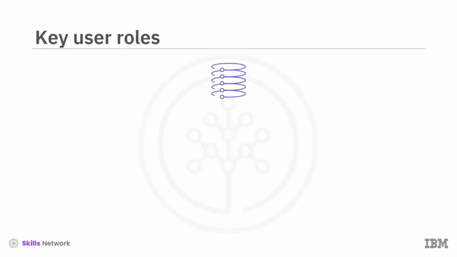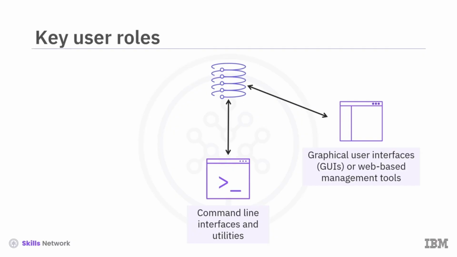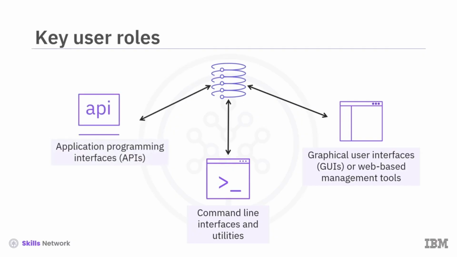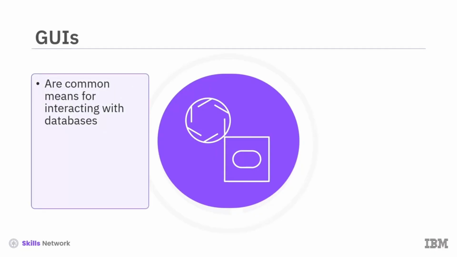Data engineers and database administrators employ the following mechanisms for performing their tasks: graphical user interfaces, GUIs, or web-based management tools, command line interfaces and utilities, and application programming interfaces, APIs. Let's explore the utility of these mechanisms. GUIs, or web-based management tools, serve as common means for interacting with databases. Databases typically offer graphical tools, web-based interfaces, particularly for cloud databases, and mobile applications.